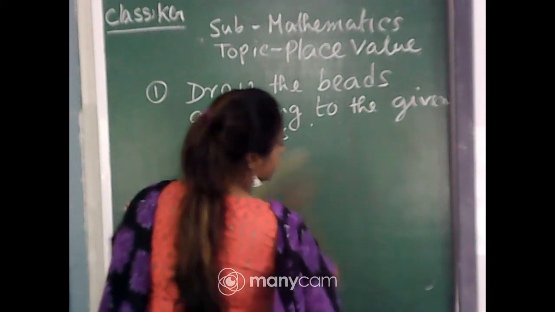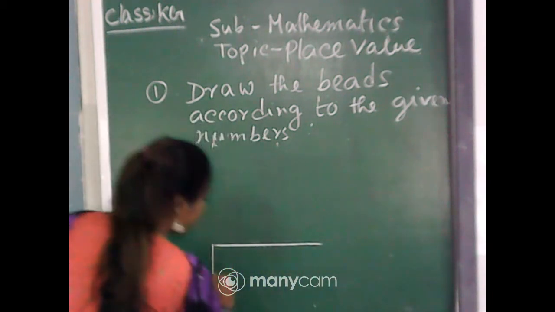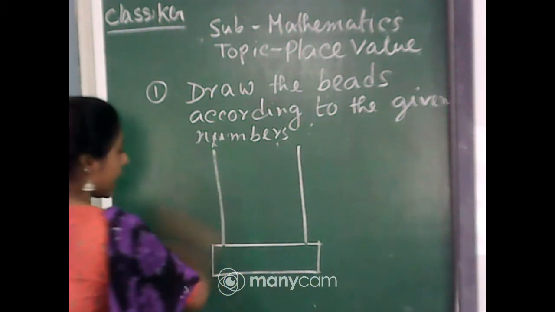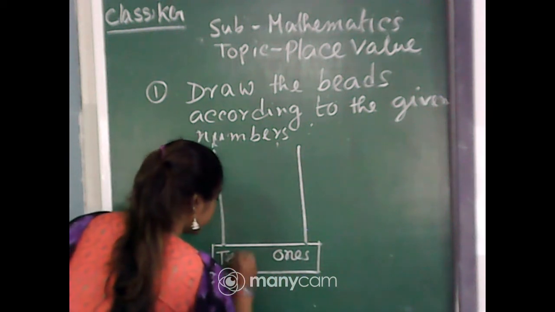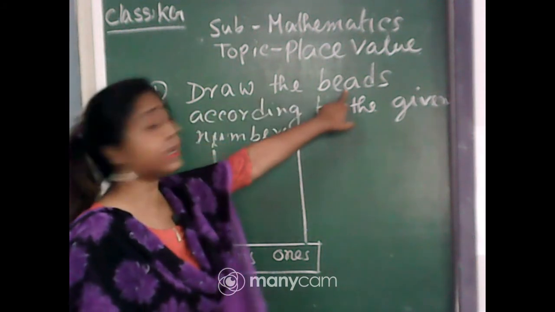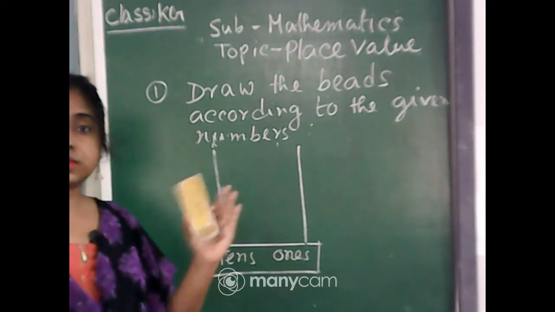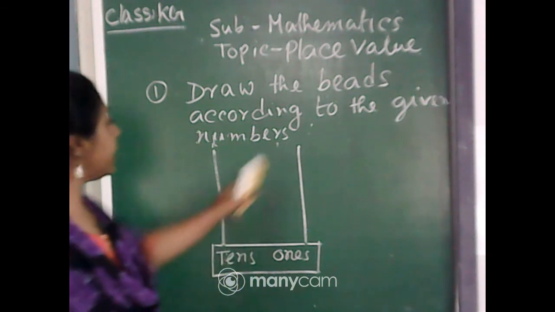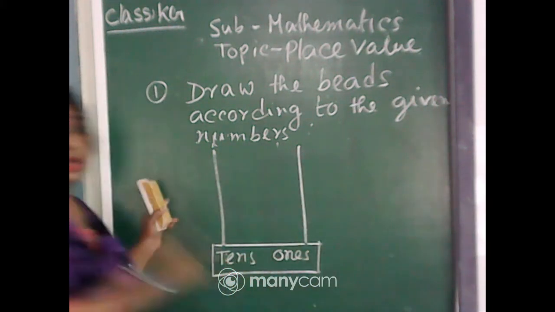I just want to say one very important thing. When we are making this column, I have given 2 rods and here is written ones and tens. And what is the question? That's draw the beads. At that time I am giving here only 2 rods. There are no beads, nothing you have to do. Only I have given this ones and tens and empty 2 rods. You just draw.